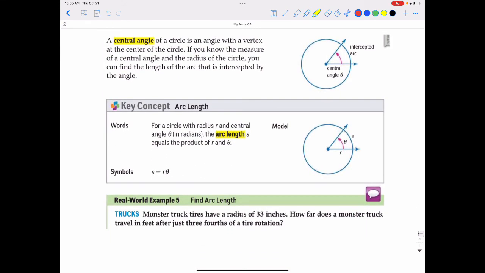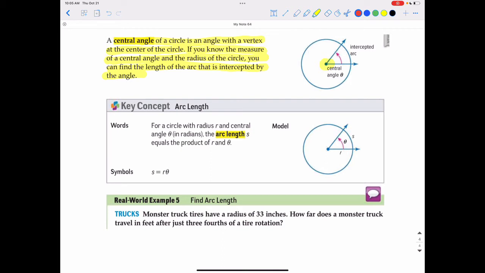A central angle of a circle is an angle with a vertex at the center of the circle. If you know the measure of the central angle and the radius of the circle, you can find the length of the arc that is intercepted by the angle. So a central angle has its vertex right at the center of the circle.